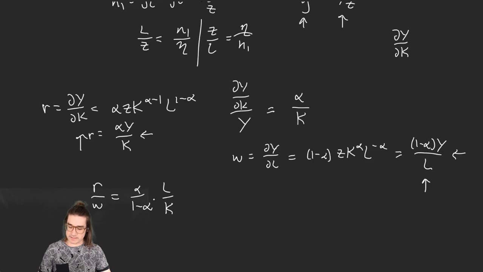Then this ratio is saying that the ratio of return on marginal product of land to marginal product of labor is going up with that bound over time because our population is growing. So this is going up.